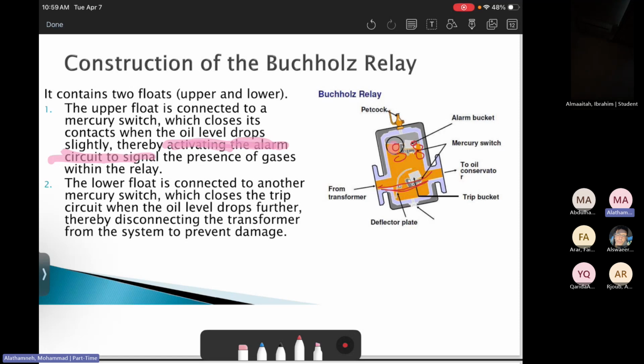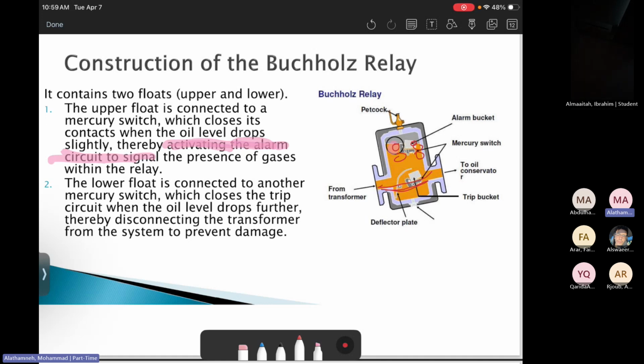The transformer is very expensive equipment. It's in millions. So if something goes wrong in it, if it explodes, this will cost millions and it's very dangerous. It will damage the equipment, damage the switchgear, which is something we don't want. Therefore, the most expensive equipment in the substation is the transformer, and the most dangerous equipment in the substation is the transformer.